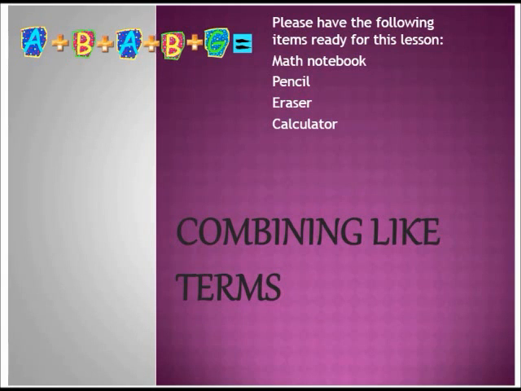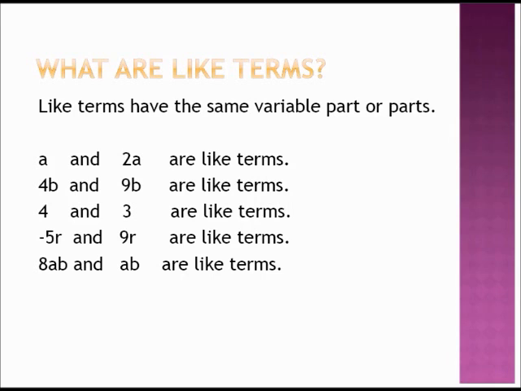This lesson is on combining like terms. We're also going to find out what like terms are. All right, so what are like terms? Like terms have the same variable part or parts. In other words, they have the same letter combination. The numbers don't mean anything. The letter combinations determine if terms are like or alike.